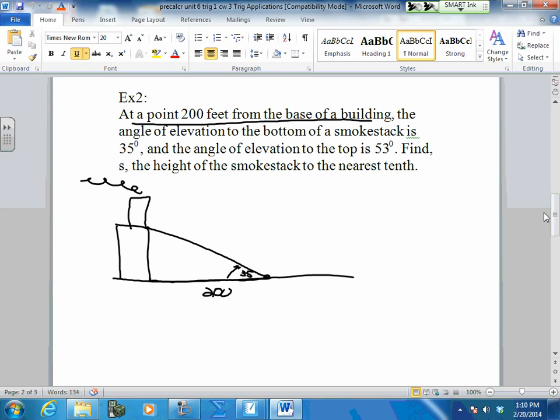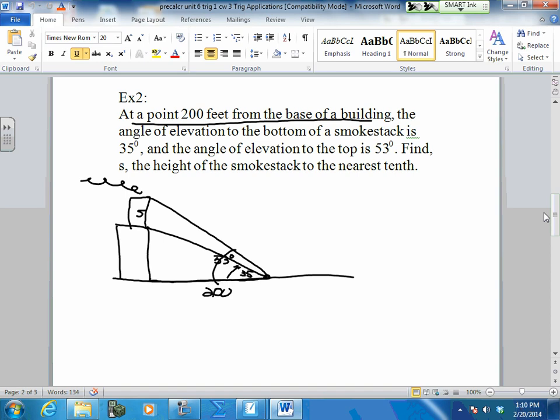Now, I'm standing in the same place. I raise my eyes further up to the top of the smokestack. I stay right there. Now, this angle is 53 degrees. Okay, I want to find S, the height of the smokestack.